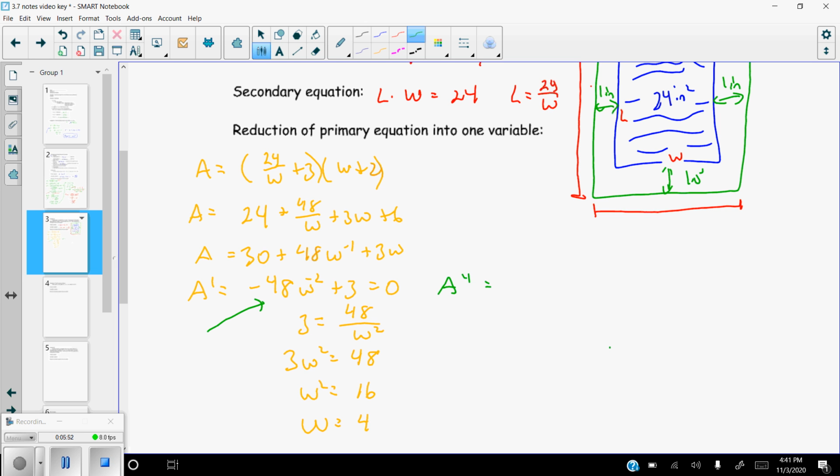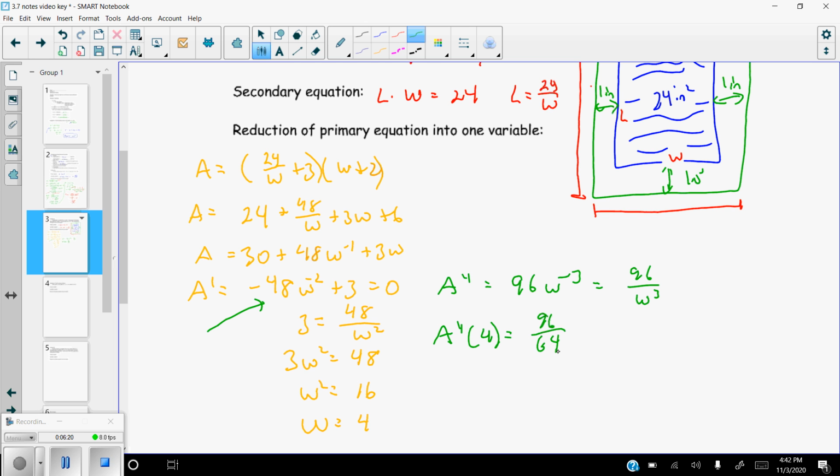So if I take a double prime, I'm going to do it from here. Bring the negative 2 out to the front, multiply, and you're going to get 96w to the negative 3, and the derivative of 3 is 0. So if we rewrite that, that's the same thing as 96 over w cubed. So I need to test my critical value, which is 4, in the second derivative. If I plug 4 in there, I'm going to get 96 over 4 cubed, which is 64.